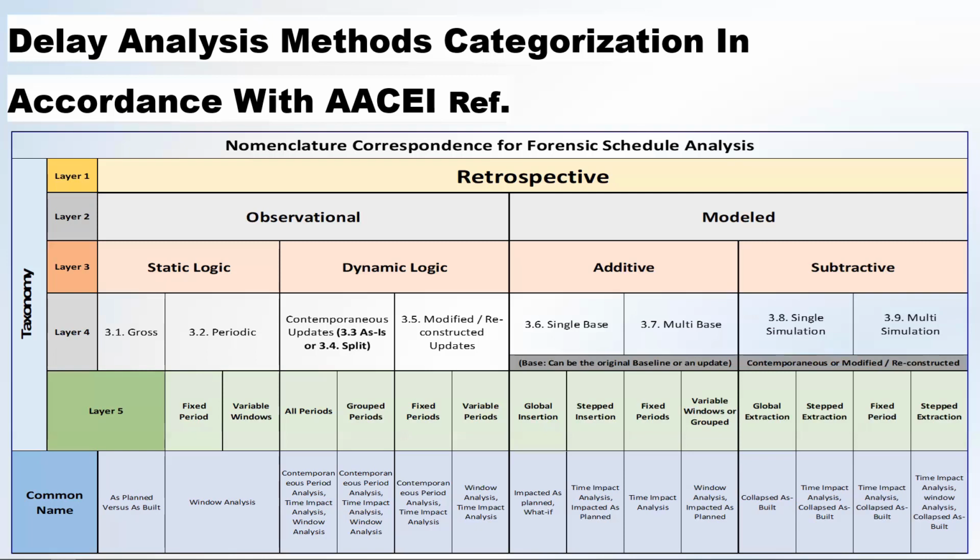We can, in the subtractive, do the single simulation in the entire schedule. We create one big as-built and subtract the activities, or we go for multi-simulation and do it as separate as-builts, one by one. And I have to mention that 3.9 by the RP is the most theoretical method of implementation, and it faces a lot of challenges in terms of practical implementation. The layer 5 is giving you the option of using either fixed period or variable period.